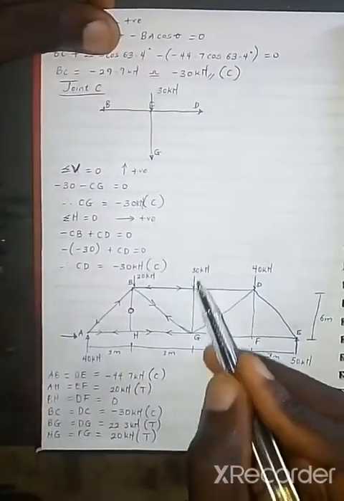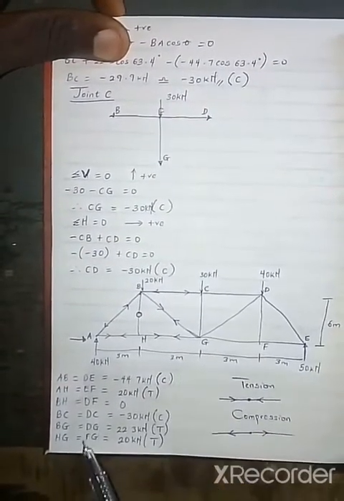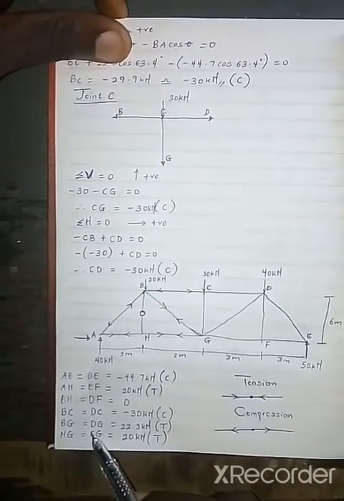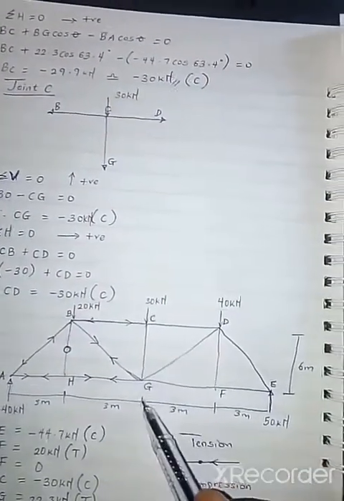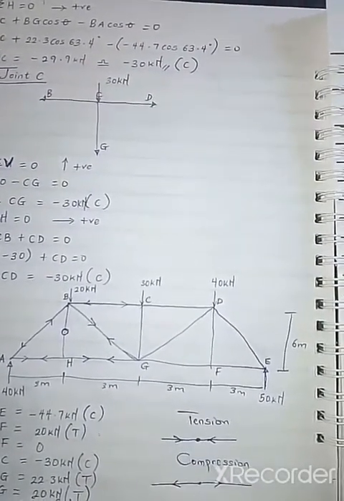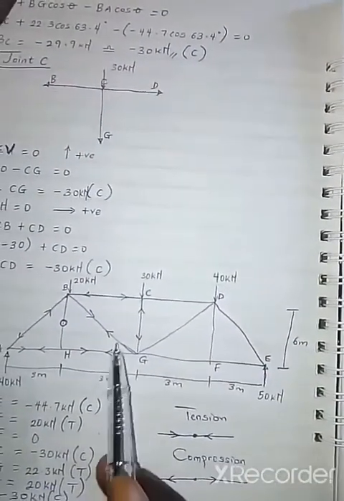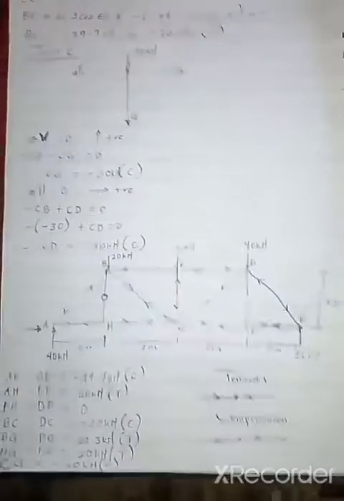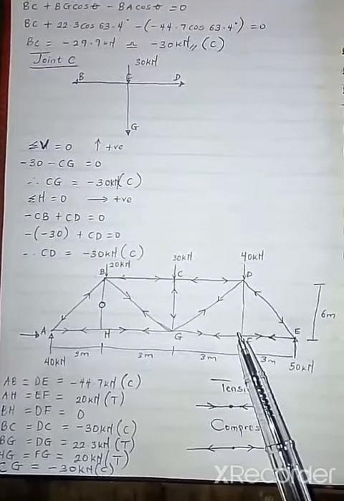Then CG or GC, so CG is minus 30 kilonewtons, so that's compression. So you can just replicate this to this place. So yeah guys, this is it. I've replicated it here.